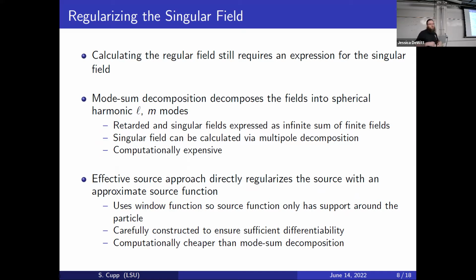So it uses a window function, so the source is just right around the particle, because we don't want to smear the source all across space-time, right? We want it to be very local. So there's this little window function. Around the world line of the particle, there's this sort of world tube where the effective source exists. And outside of that, the effective source is zero.